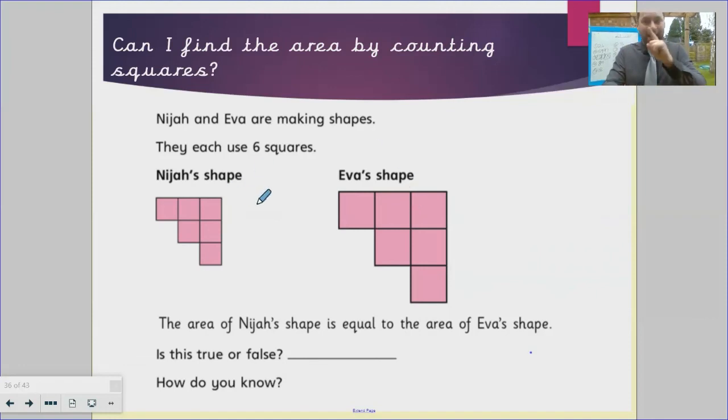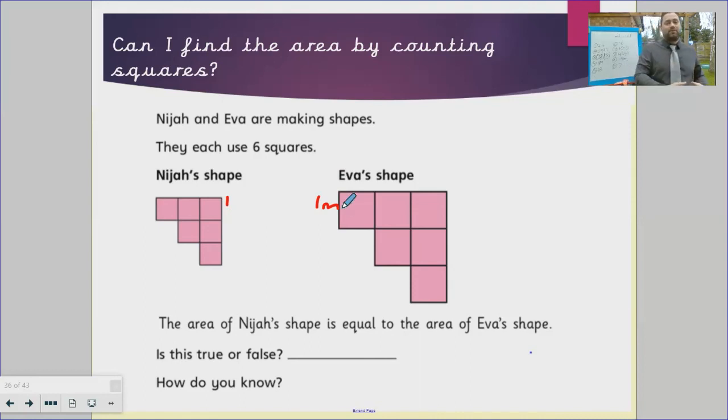If each of these squares was 1 centimeter and each of these squares had an area of like 1 meter, this would have a larger area, but it doesn't stipulate that. So for this question, the area of Naya's shape is equal to the area of Ava's shape. Is it true? It is true, because they've used the same amount of squares.